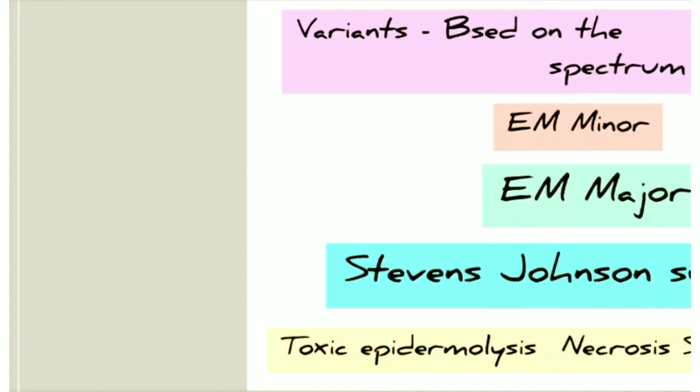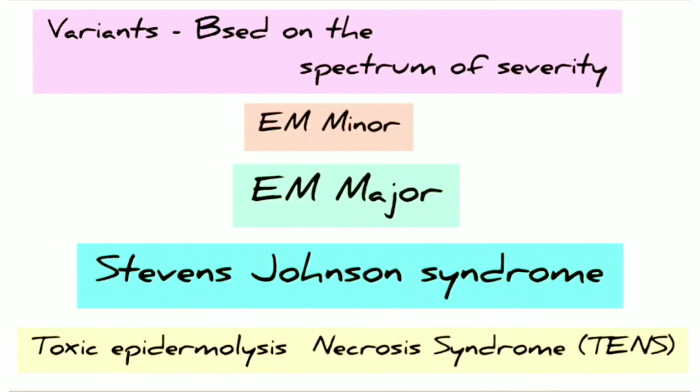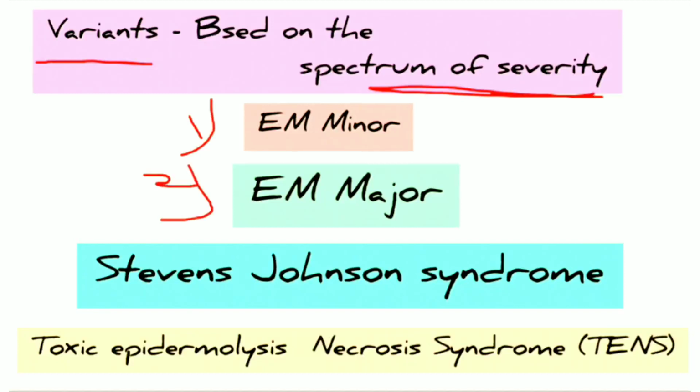So next, moving forward to the different variants. Based on the spectrum of severity, how severe the disease is as it progresses, it is of different types. First is erythema multiforme minor, second is erythema multiforme major, third is Stevens-Johnson syndrome, and fourth is toxic epidermal necrolysis syndrome, that is our TEN disease. So these are the different varieties of erythema multiforme depending upon the severity of the disease.